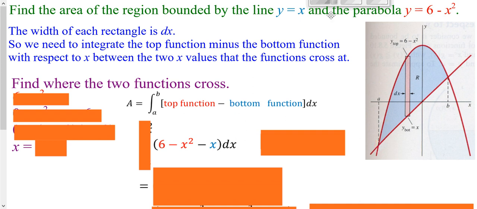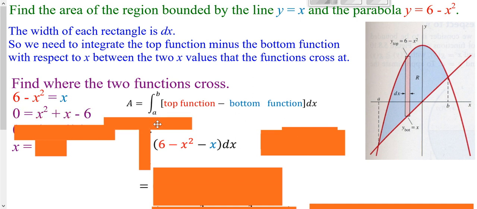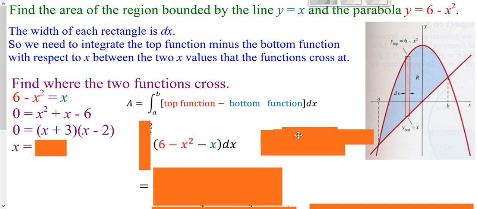Well, if they both equal y, we should be able to set these equal to each other. Well, now it's just a quadratic function, so we can set it equal to 0 and solve it. Factors quite nicely, set each parenthesis equal to 0. So the crosses over here when x is -3, crosses over here when x is 2. Those are our bounds, so we integrate from -3 to 2.